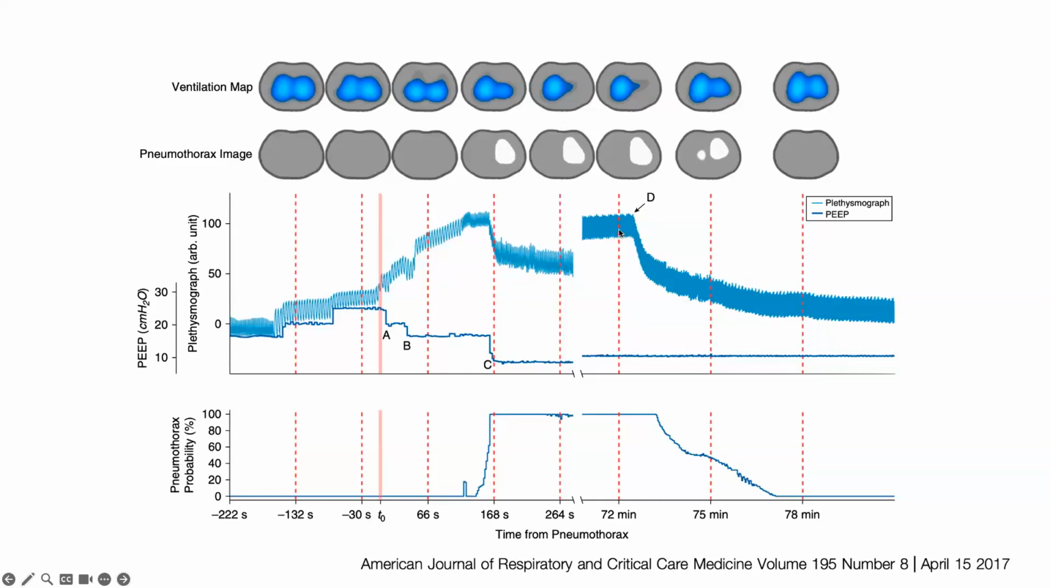Once the chest tube was placed, we can see a reduction in the end expiratory lung volume, and the ventilation distribution was restored.